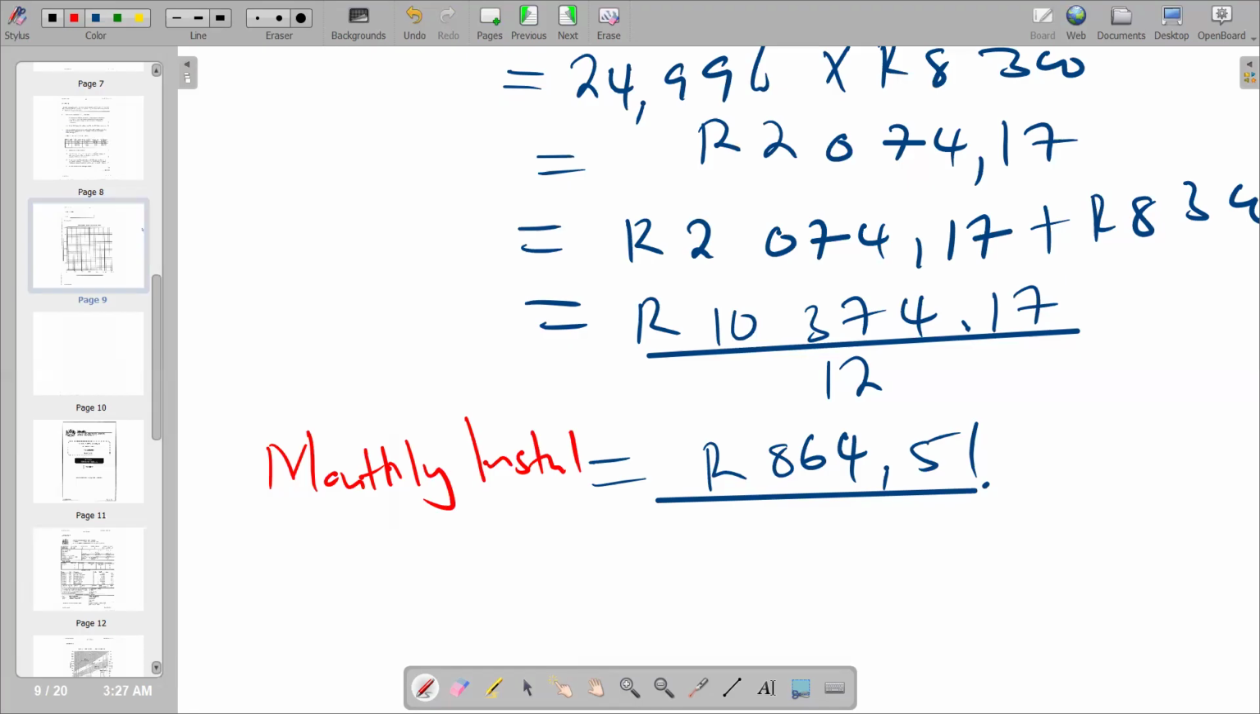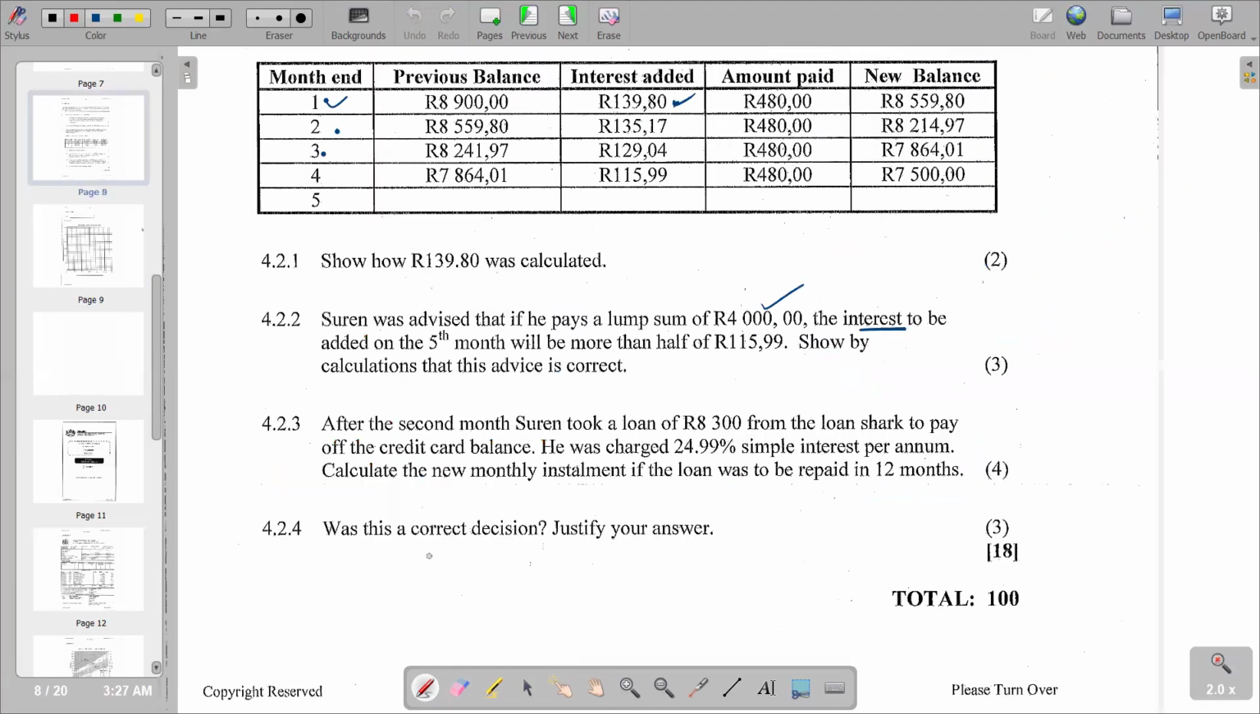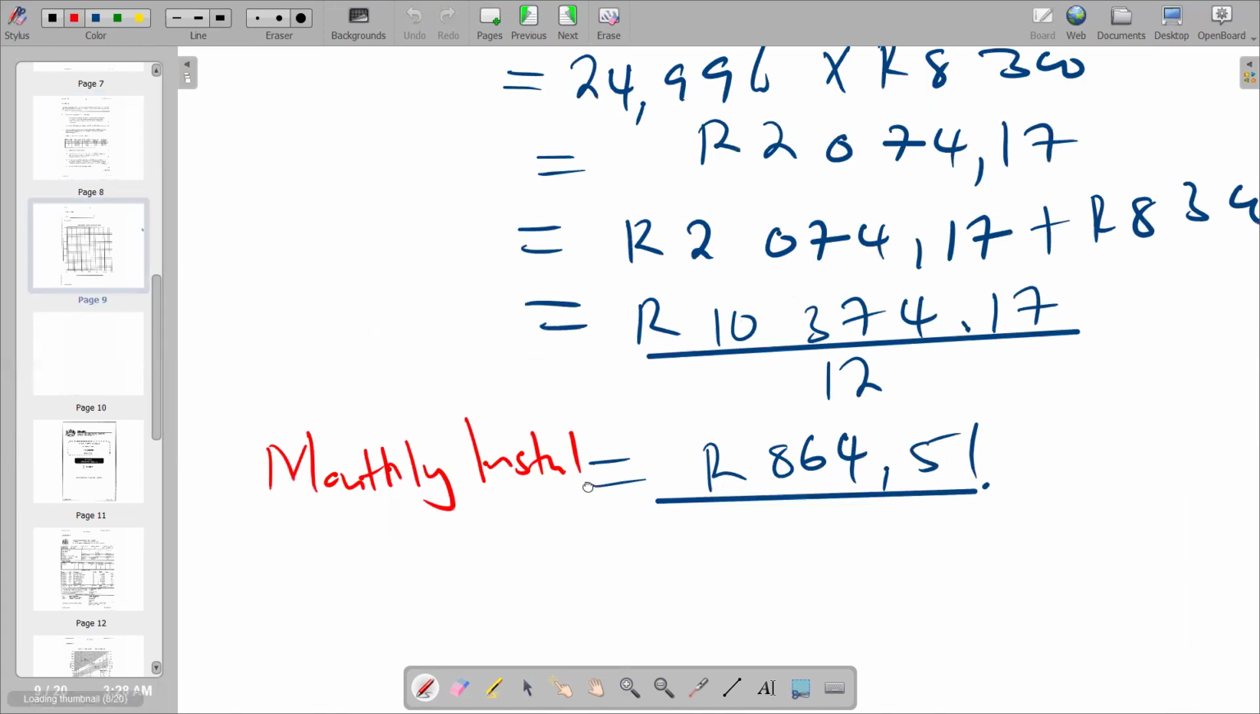So this is what we have on this part. And then we move on to the next question, which is asking, was this a correct decision? Just for your answer, you'll see that it's a correct decision from the point of view that the period that is going to be taken to repay the amount is only 1 year. Remember, here they're saying he was charged 24.99% interest per annum, and the loan was to be repaid in 12 months. So it means it was a correct decision because the period that is going to be taken to repay is short.